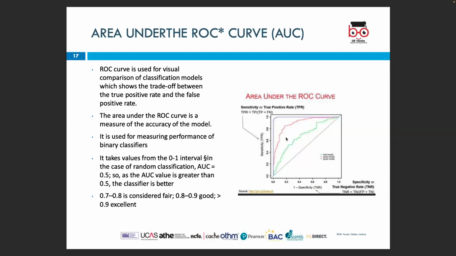It is used for measuring the performance of binary classifiers. It takes values in the interval from 0 to 1. In the case of random classification, AUC is equal to 0.5. So as the AUC value gets greater than 0.5, the classifier is better. 0.7 to 0.8 is considered fair, 0.8 to 0.9 is considered good, and anything greater than 0.9 is excellent. And then we have it right here, the area under the ROC curve with the sensitivity, or true positive rate, and so on.